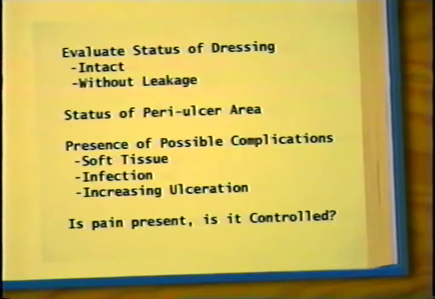Think about the dressing type you're using. You might need to change it. Assess for the presence of possible complications by feeling for soft tissue, infection surrounding the area, or increased ulceration. Always assess the resident for pain. Is the pain constant or related only to the dressing change? Assess measures that are being used to control the resident's pain, and are they effective?